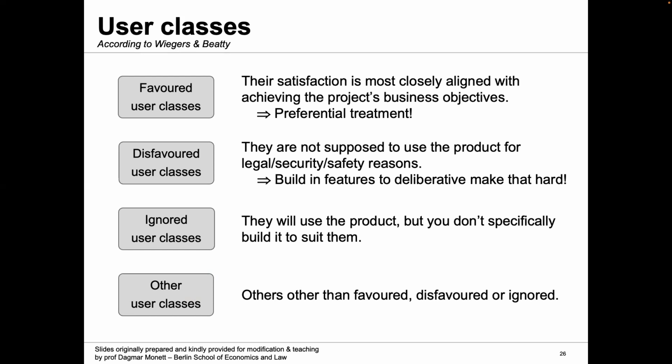So that's where probably they're also the disfavored. So this can happen something later as well. Yeah, and we have to keep this thing in mind. So the next one is the ignored user classes.